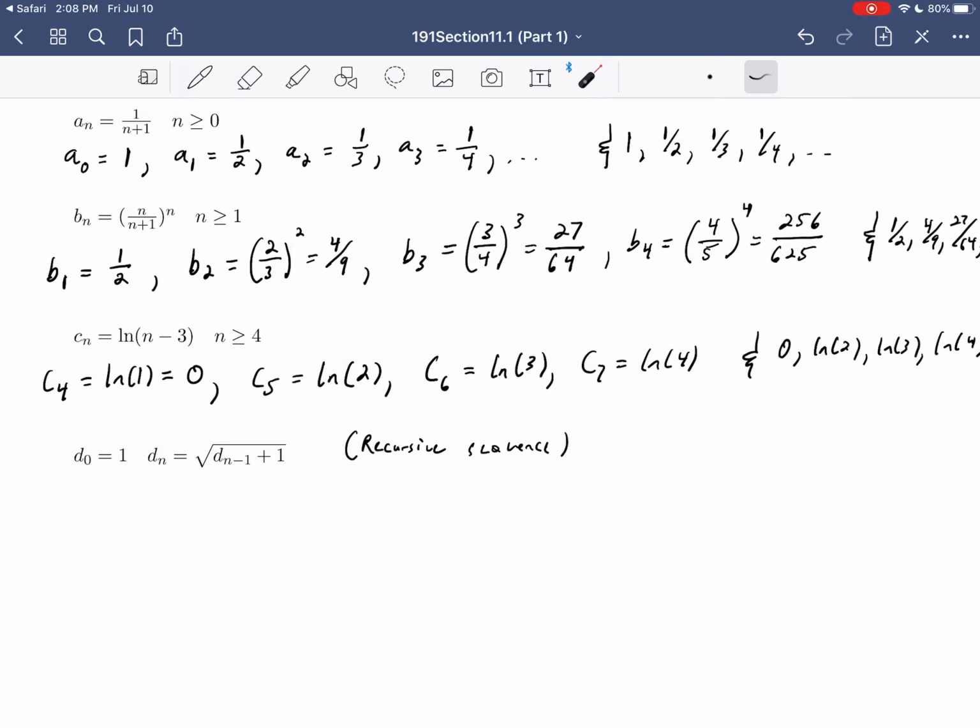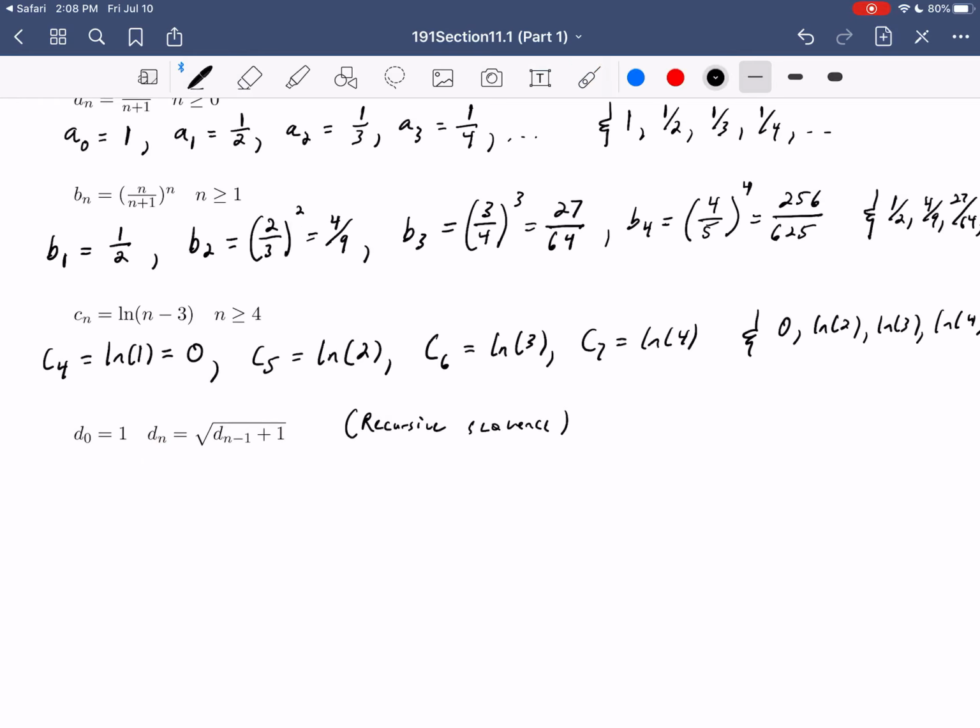The reason that it's called a recursive sequence is that it doesn't give an explicit formula. Instead, it tells you where you're starting from and how to move forward. So let's see how we would actually determine the first few values in this. So notice that we know that d sub 0 is equal to 1.